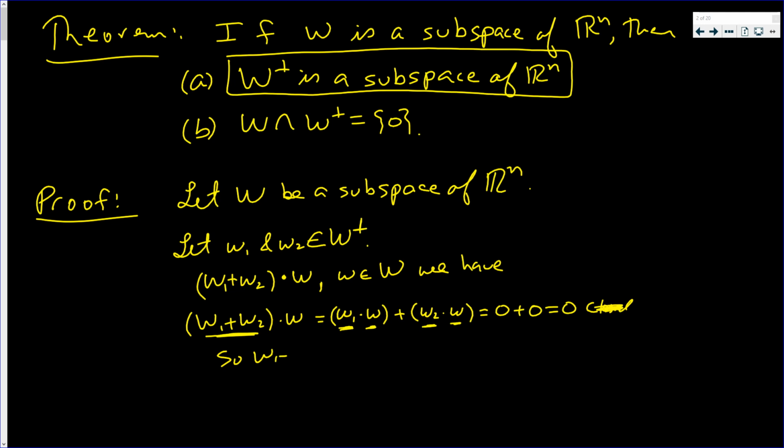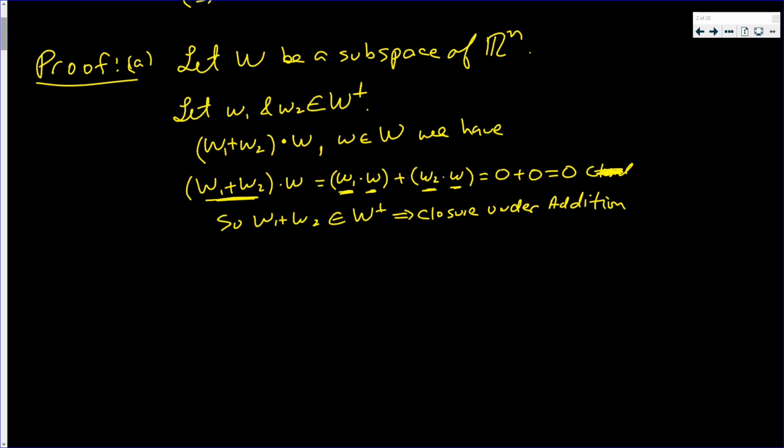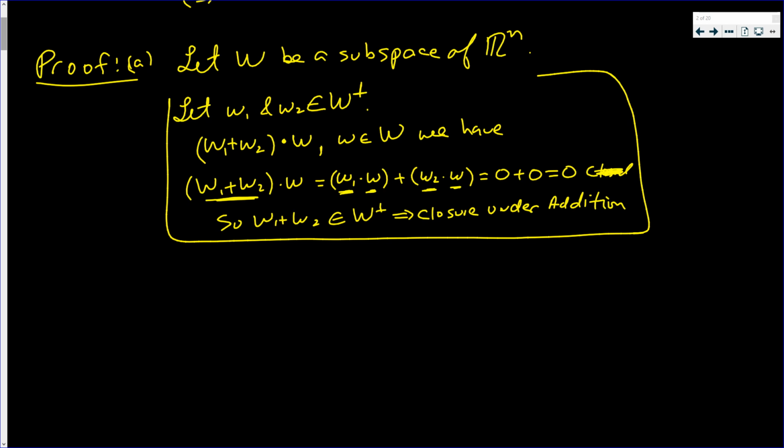So W1 plus W2 is also in W perpendicular. That implies that we have closure under addition. Okay, we're halfway there. Well, this is the proof of part A, or little a. So now we have to show that it's closed under scalar multiplication. So maybe we'll box this. This is one big chunk of the proof.